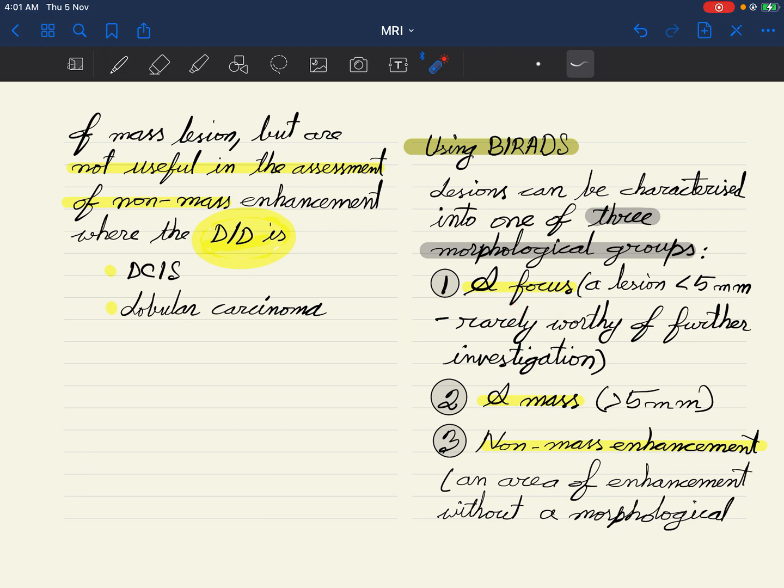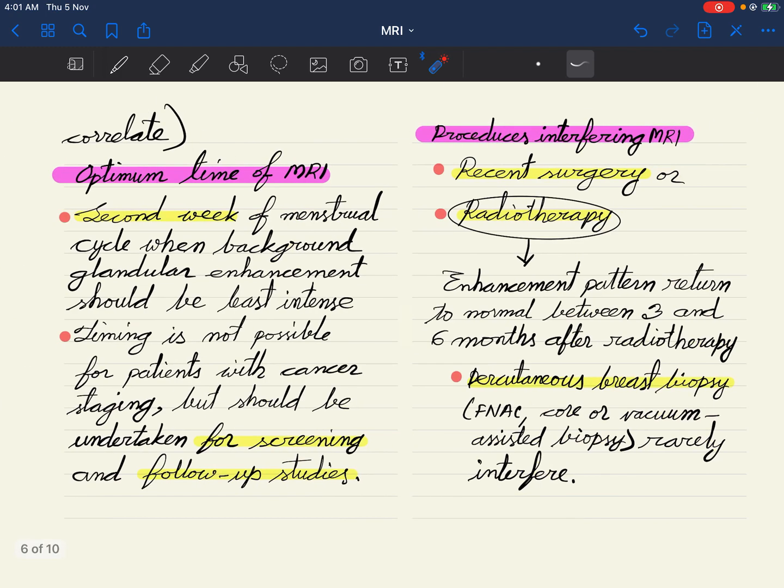It may be a mass that is more than 5 millimeter, and maybe a non-mass enhancement. Non-mass enhancement is an area of enhancement without a morphological correlation.